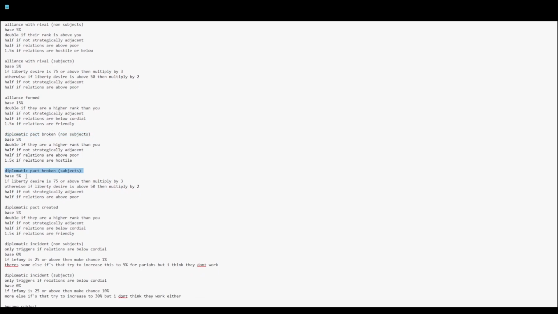Diplomatic pact broken, subjects. If liberty desire is 75 or above, then multiply by 3. Otherwise, if liberty desire is above 50, then multiply by 2. Half if not strategically adjacent, half if relations are above poor.